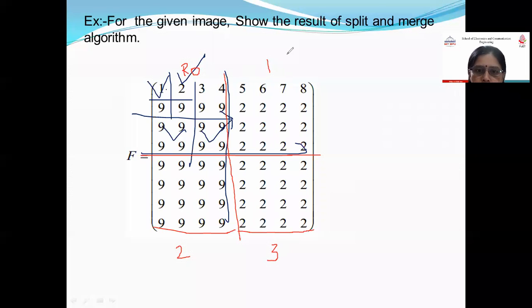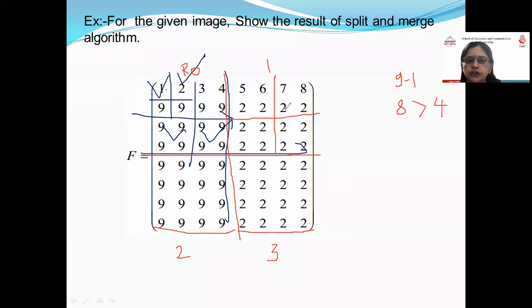Now, if we go for region 1, minimum value is 2, maximum is 8, 8 minus 2 is 6, which is greater than 4. So we need to split it further. Again, if we go for R0, minimum value is 1, maximum is 9. So 9 minus 1, difference is 8. It is greater than 4. So the condition of homogeneity is not satisfied. So we need to split it further.